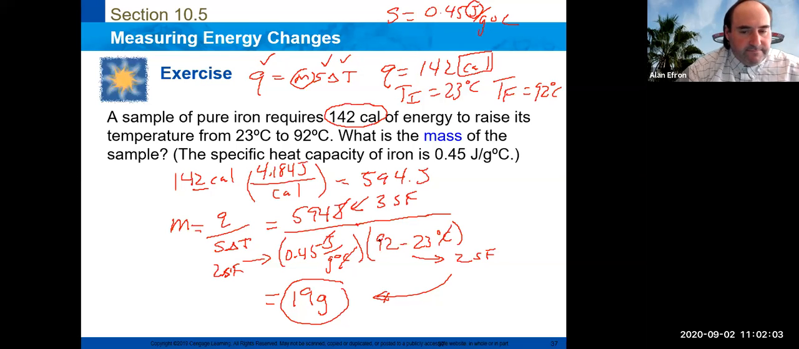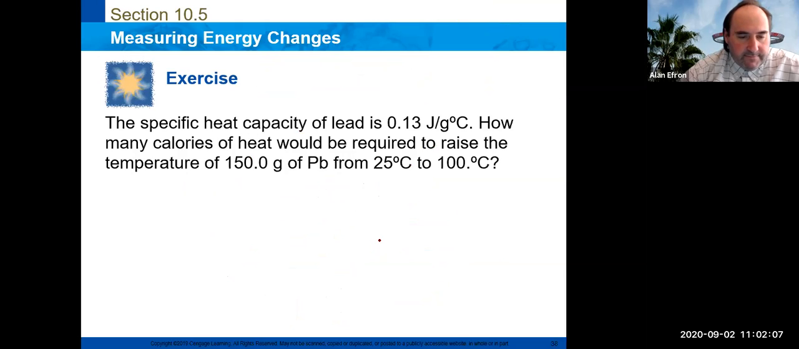Question on that? Okay. All right, so try one more here. The specific heat capacity of lead is 0.13. How many calories of heat would be required to raise the temperature of 150 grams of lead from 25 to 100 degrees Celsius?